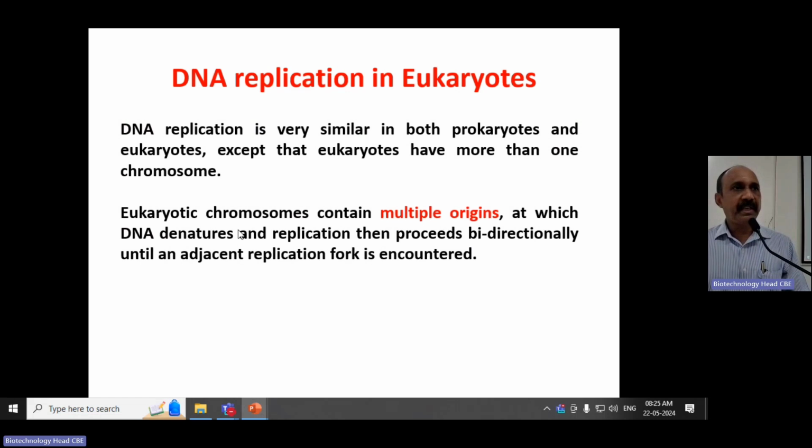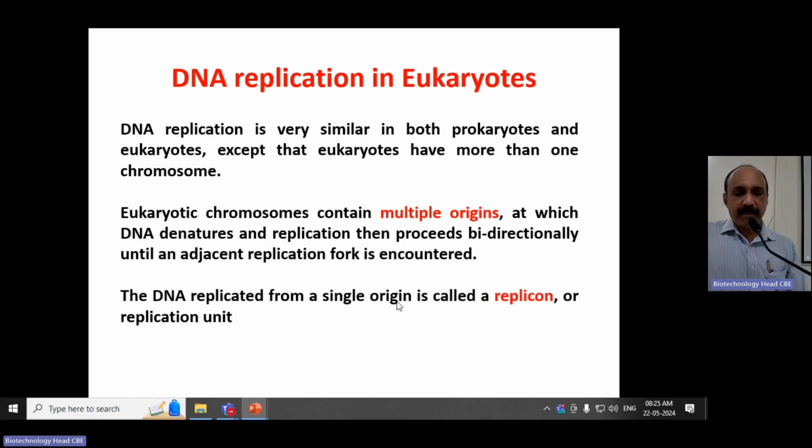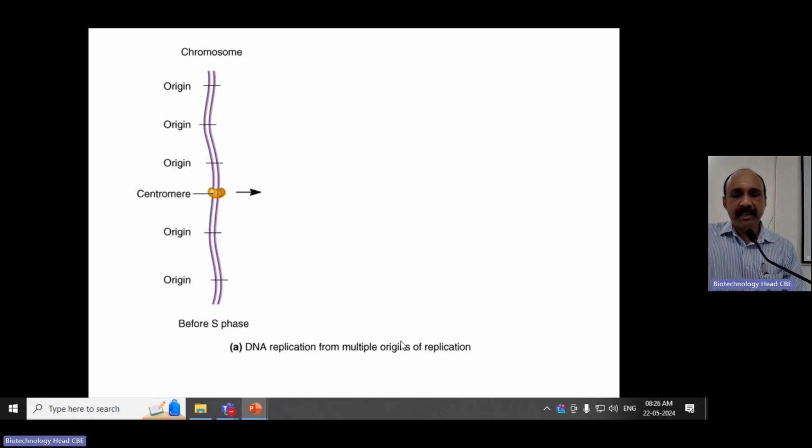And each eukaryotic chromosome contains multiple origins of replication, multiple origins at which the DNA denatures, and replication then proceeds bidirectionally until the adjacent replication fork is encountered and stops. DNA replication from a single origin is called a replicon, or replication unit. So there can be many replication units, or replicons, in each chromosome of eukaryotes. So you have the centromere and also the telomere, and we can have many origins of replication in the chromosomes.